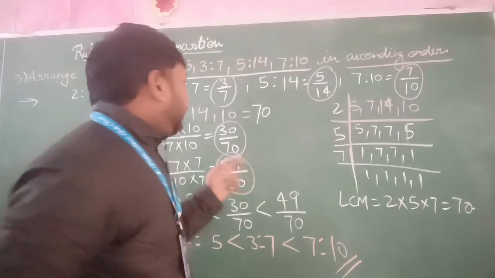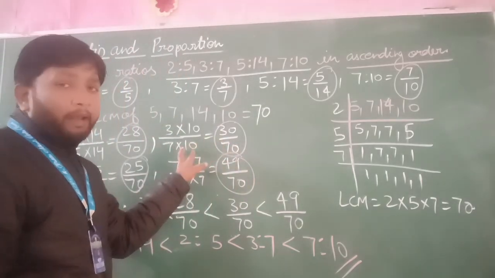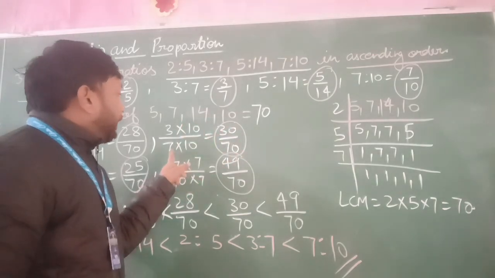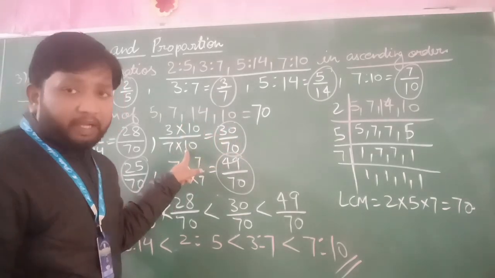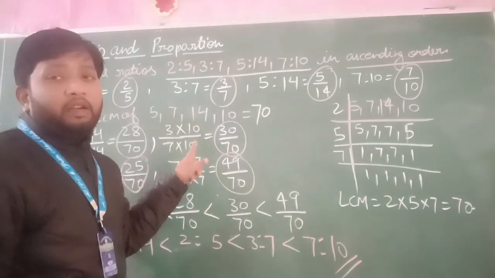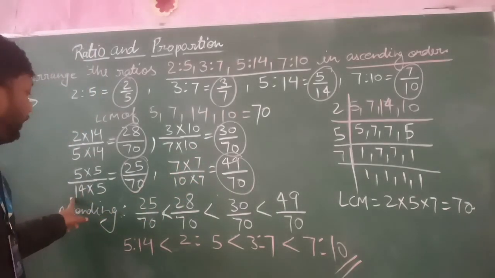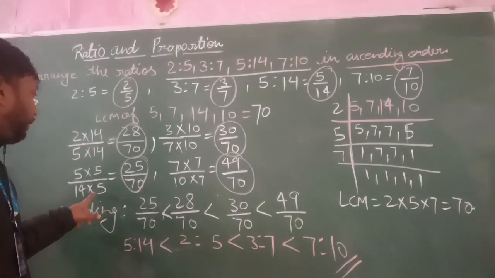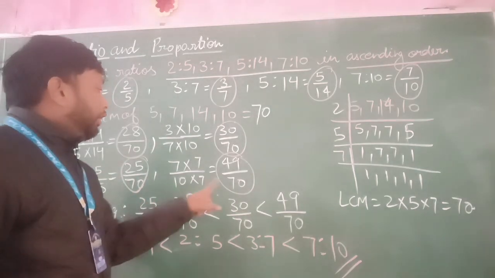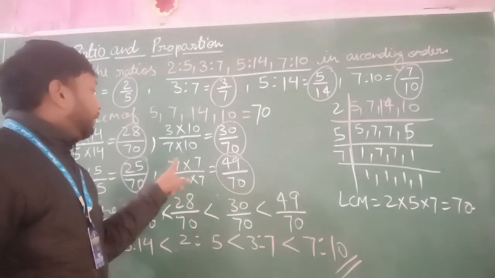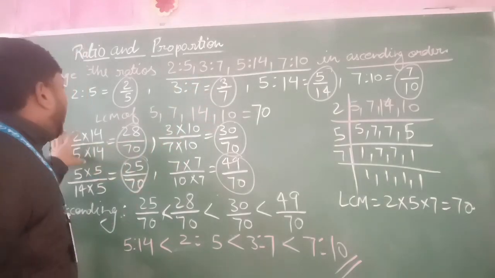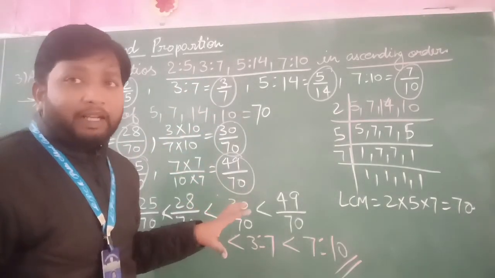Now moving on. If we convert 7 into 70, we multiply by 10. So 3 is converted into 30, as we multiply by 10 in the numerator also. In the same way, 14 is converted into 70 by multiplying by 5, so we multiply the numerator by 5 also. To convert 10 into 70, we multiply by 7, so in the numerator we also multiply by 7. So all the fractions that were unlike fractions are now converted into like fractions whose denominator is 70.